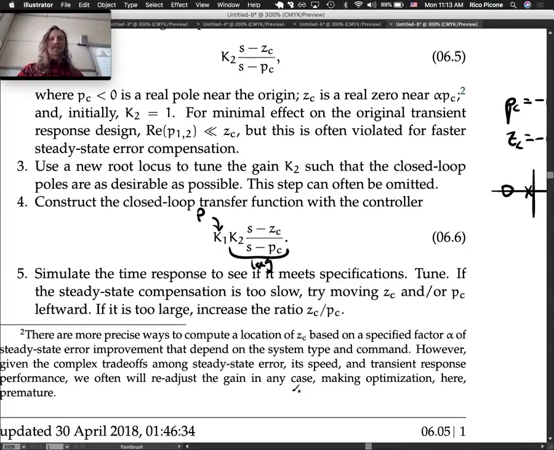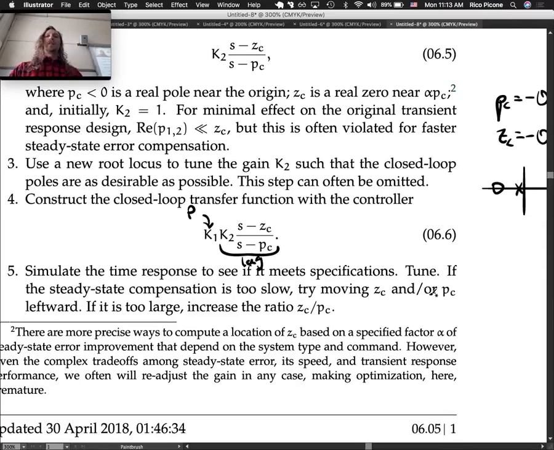Then you can simulate the time response to see if it meets specs. Tune as necessary. If the steady state compensation is too slow, then move ZC or PC leftward. So remember, the closer we get these to the origin, the better our original response's fidelity to its transient will be. However, the steady state error compensation will be slow.